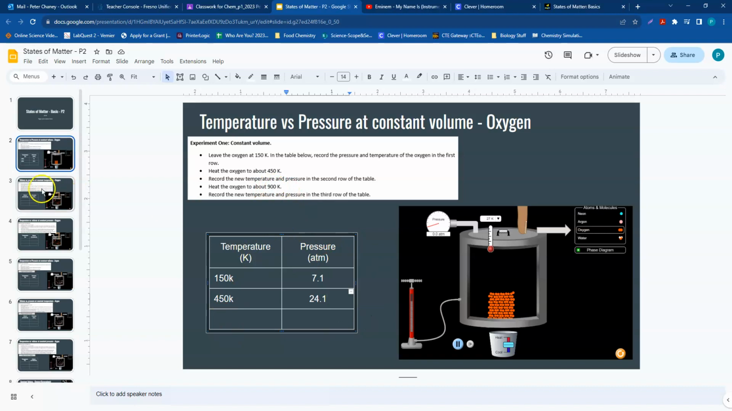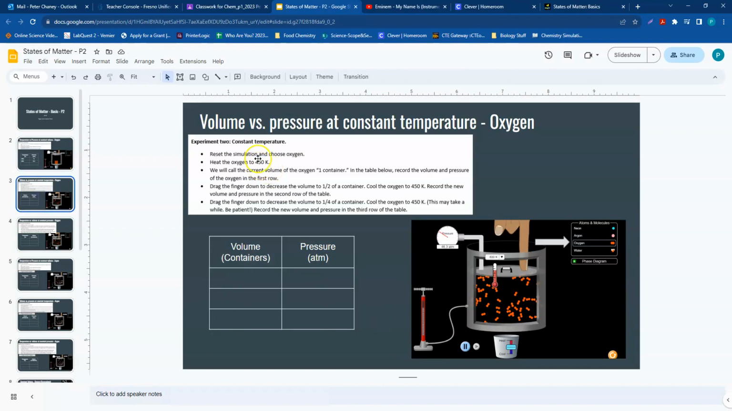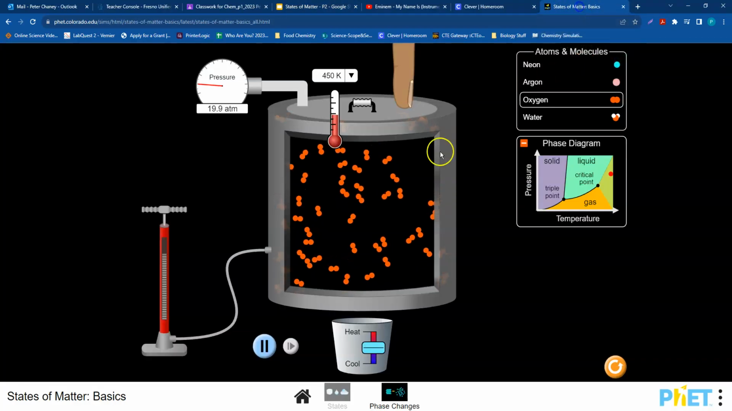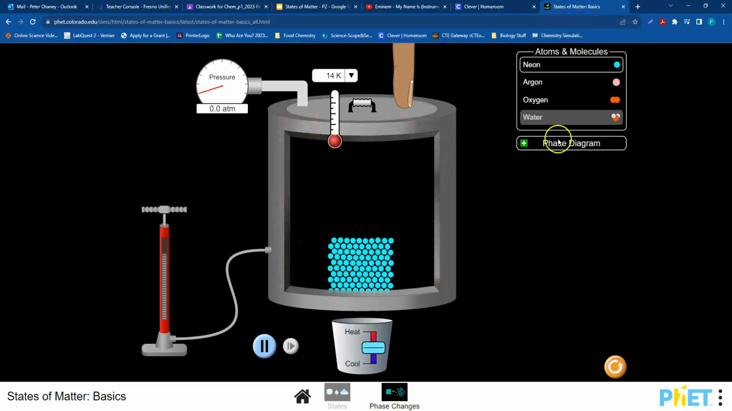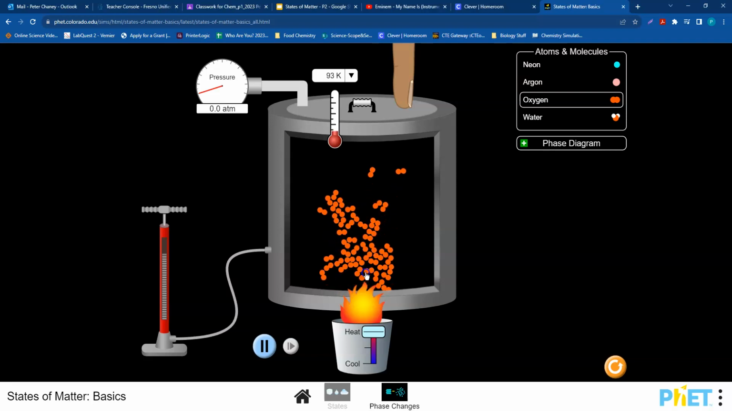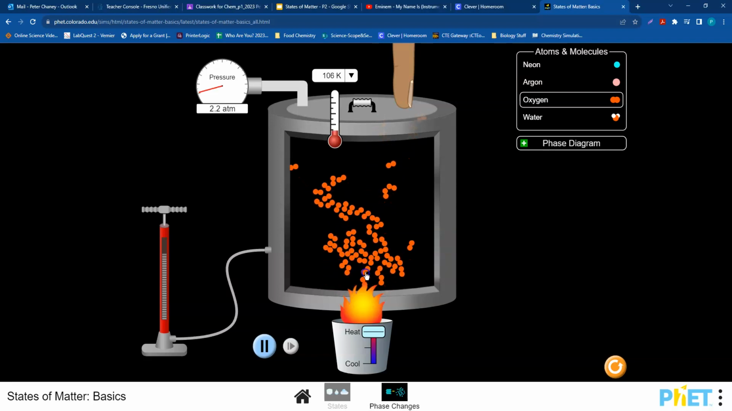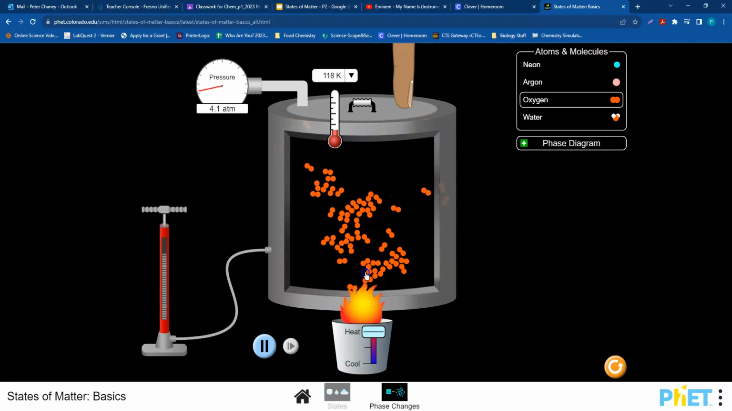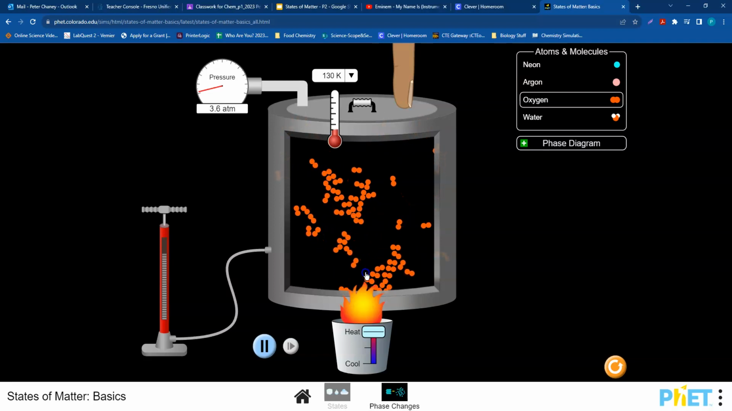And then you're going to record your temperature. Second experiment. Reset the simulation. Heat the oxygen to 450. So we're going to do that. We'll reset. We're going to make sure we're on oxygen, and we're going to heat this up to 450. So get that up to the temperature that they're asking for, and let me get this about halfway before I go back to the directions to see what else we're looking for.